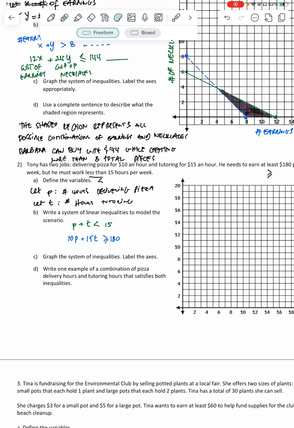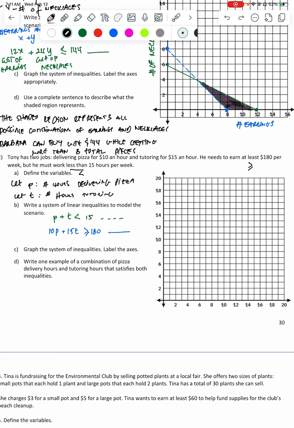Okay, so these are the two inequalities. Keep in mind that the top inequality has less than, so it's a dashed line. The bottom inequality has a greater than or equal to, there's an equal in it, so it's going to be a solid line. Let's put them together and graph them for part C. I'm going to start again with P plus T is 15. When you hide the P, you get T is 15. Then you hide the T, you get P is 15. So those are your intercepts.